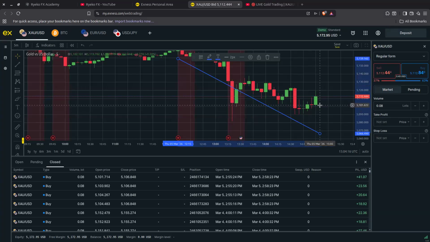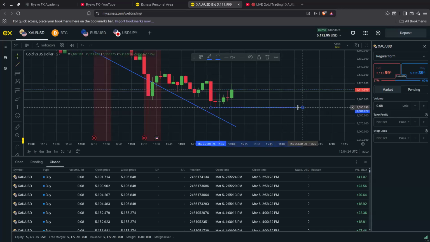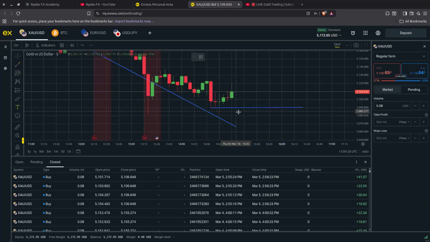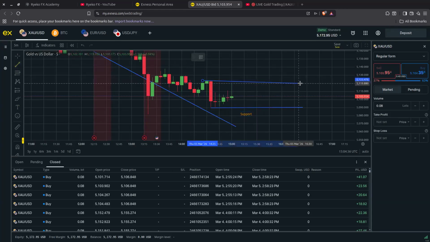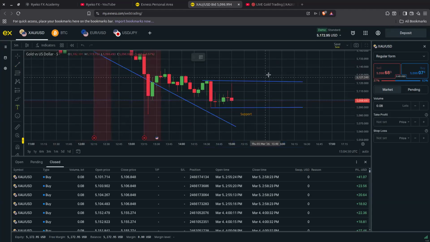So let's get our point of support and our point of resistance. So we're indicating it clearly. That's going to be our support. That's going to be our resistance. I always put it slightly a little bit below because I know what it means.